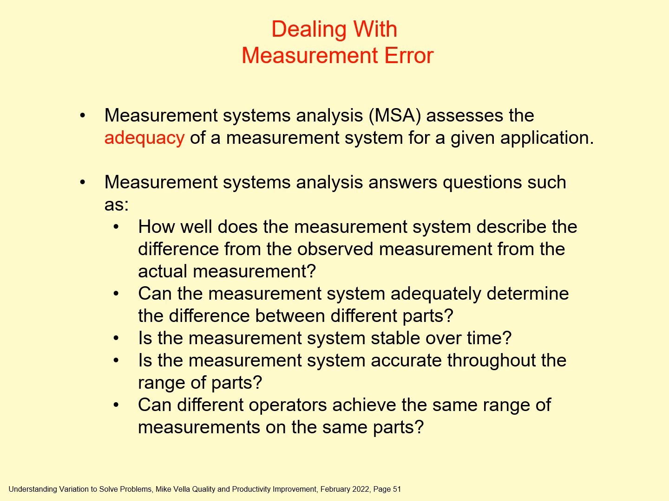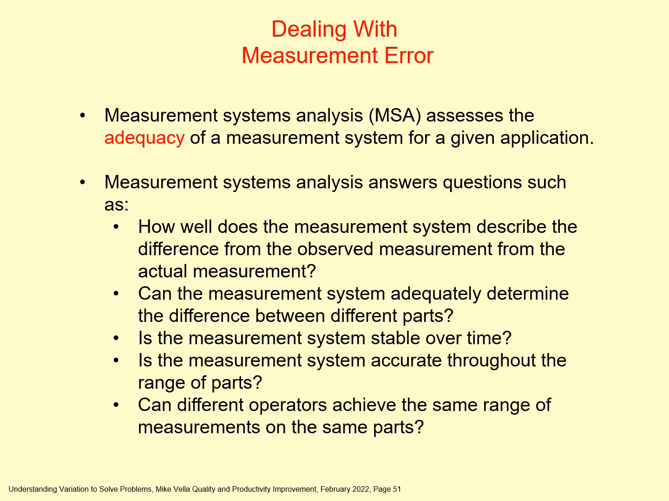What about measurement error? You assume the gauge is great, but how do you know for sure? Well, there's a study called MSA, or Measurement System Analysis, which assesses the adequacy of measurement systems for a given application. Measurement systems analysis answers questions such as, how well does the measurement system describe the difference between the observed measurement and the actual measurement? Is the observed measurement the true measurement? Can the measurement system adequately determine the difference between different parts?